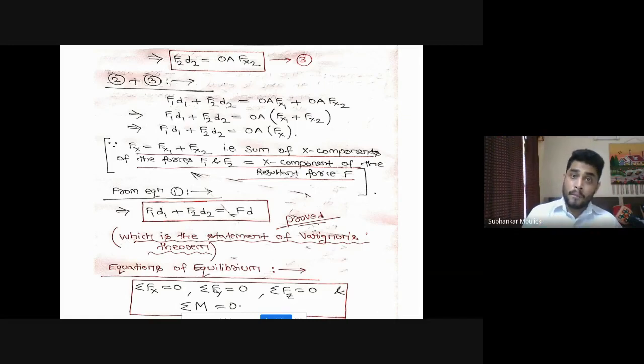But if the body has a tendency to rotate due to any kind of force, that means moment is acting on the body, then the equations of equilibrium change. They will be summation of Fx equal to 0, summation of Fy equal to 0, summation of Fz equal to 0, and summation of Mx, that is moment about the x-axis, equal to 0, summation of My equal to 0, and summation of Mz equal to 0. Is it clear? This is the modified form of the equations of equilibrium. Any doubt?